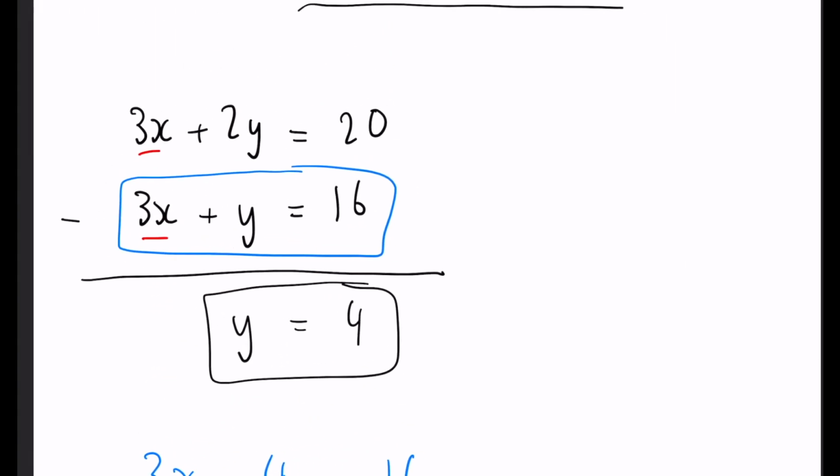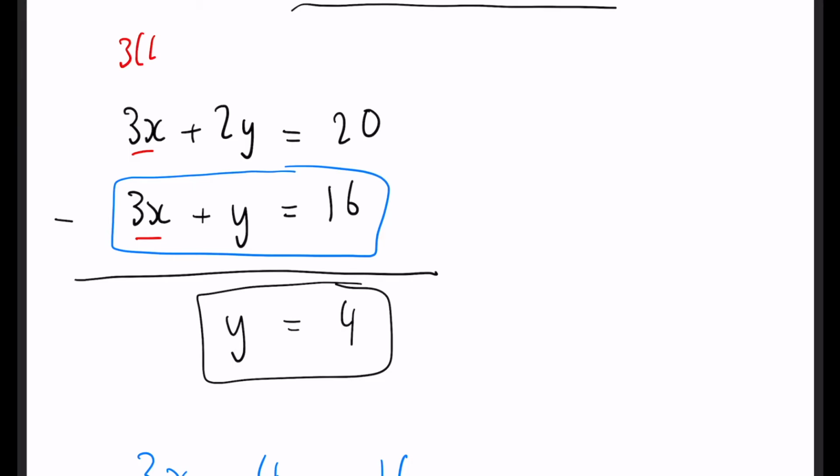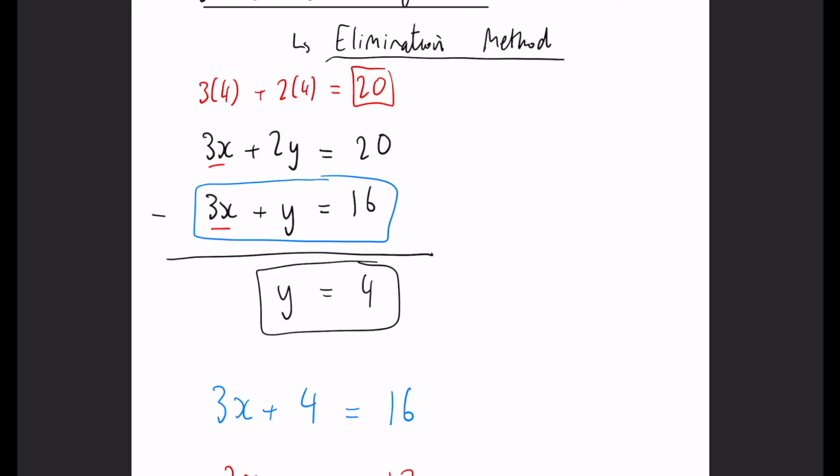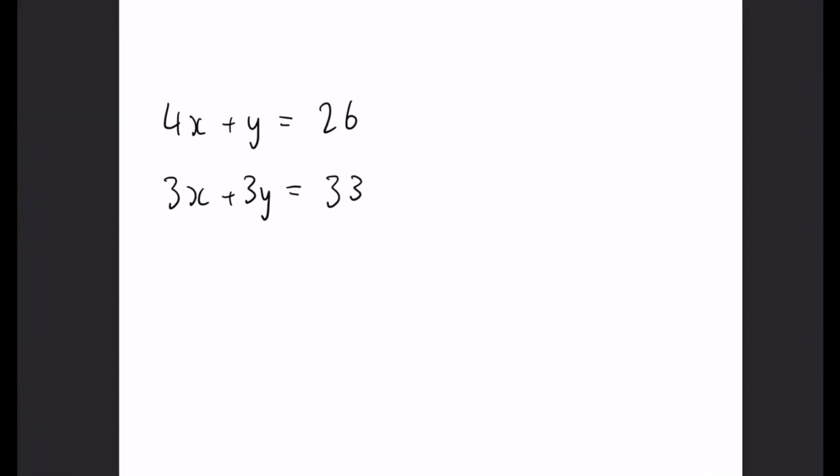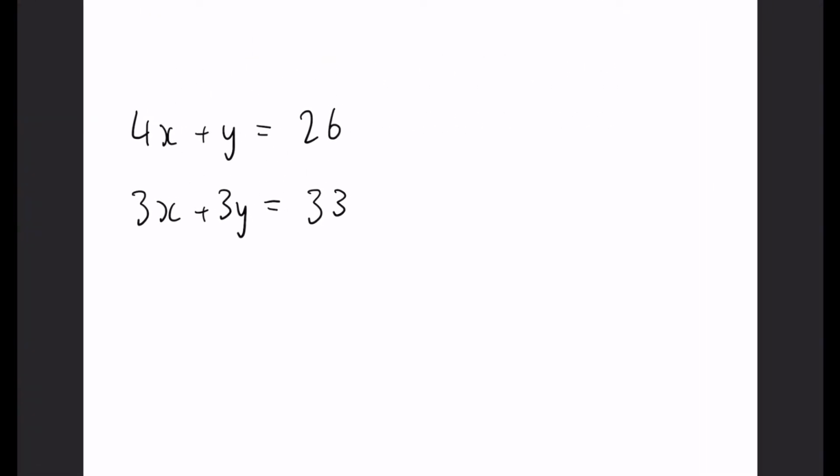You can double check this by substituting them into the other equation, and you will find that 3 times 4 is 12, 2 times 4 is 8, together they do in fact make 20. So that is correct.